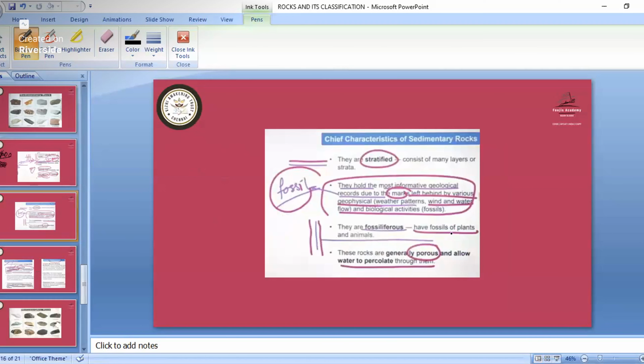Now these are the characteristics of sedimentary rocks. They have the presence of fossils, so they are known as fossiliferous, because they have the fossils of plants or animals. They hold the most informative geological records due to the marks left behind by various geophysical activities, that is wind, water, biological activity. So sedimentary rock is known as fossiliferous, while both igneous and metamorphic are unfossiliferous. These rocks are generally porous and allow water to percolate through them. So remember they are generally porous. This is all about the sedimentary rocks.